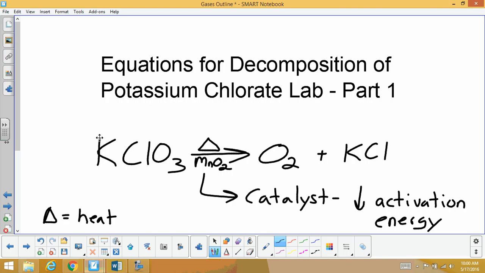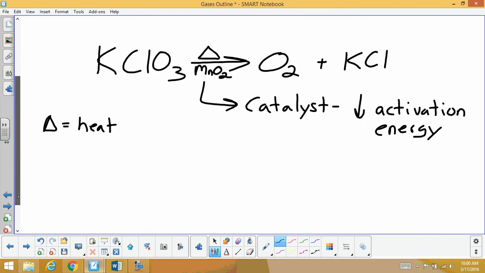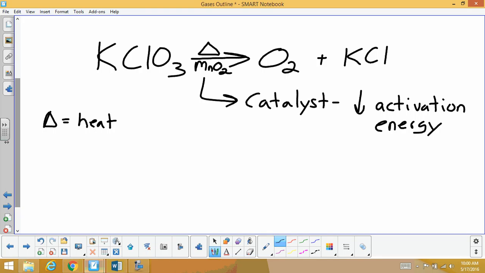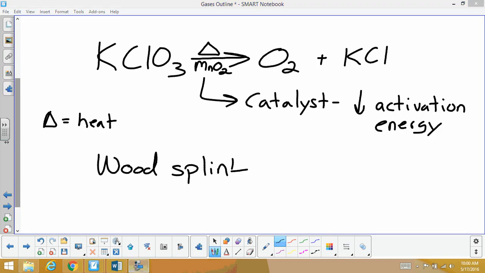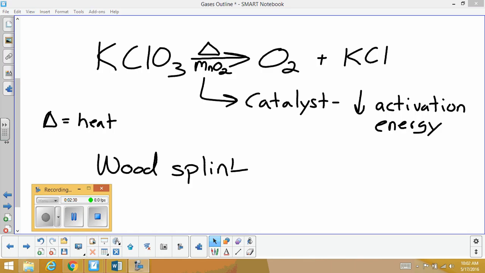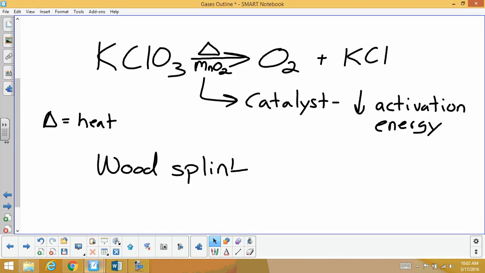We decomposed it. Now, what do we actually do for these equations when we added materials to burn? Right? Let's go to these. We did 3 different equations because we did 3 different tests. First, we had the wood splint test. So we're going to have to add something to oxygen to get a final product.